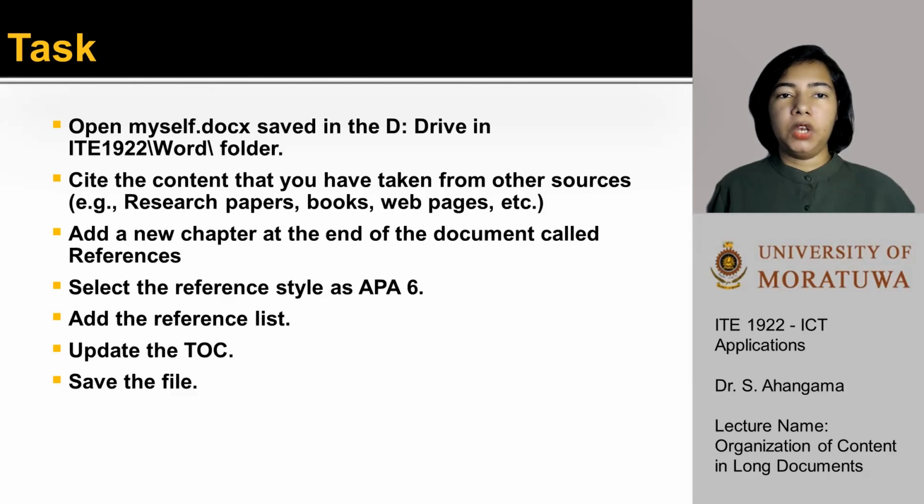And at the end of the document, add a new chapter and you can call it References. Select the reference style as APA 6. Add the reference list. Finally, update your table of contents. So you should see a new section called References in the TOC. Then save the document.